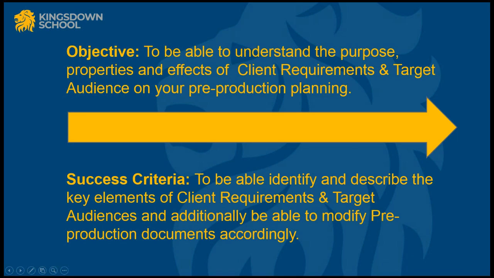So the objective of today's lesson is that you will be able to understand the purposes, properties and effects of the client requirements and the target audience on your production planning. Your success criteria is that you will be able to identify and describe the key elements of a client's requirements and target audience, and additionally be able to modify pre-production documents accordingly.